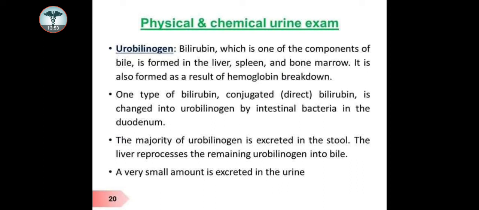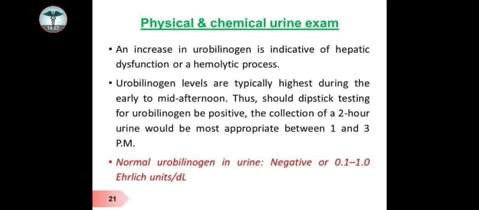Urobilinogen. Bilirubin, which is one of the components of bile, is formed in the liver, spleen, and bone marrow. It is also formed as a result of hemoglobin breakdown. One type of bilirubin, known as conjugated bilirubin or direct bilirubin, is changed into urobilinogen by intestinal bacteria in the duodenum. The majority of urobilinogen is excreted in the stool. The liver reprocesses the remaining urobilinogen into bile. A very small amount is excreted in the urine. An increase in urobilinogen is indicative of hepatic dysfunction or a hemolytic process.